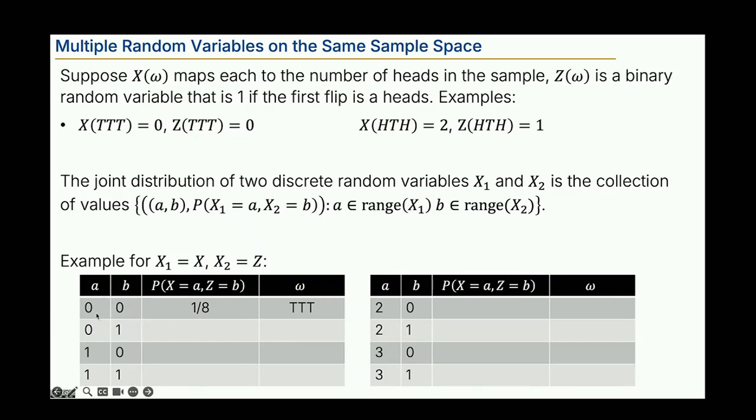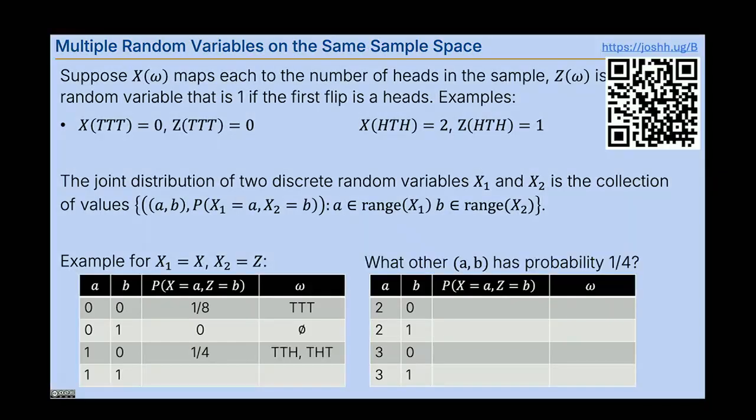What's the probability that x is 0, and z is 1? 0, right? Because there are no such inputs, or there are no inputs to these functions. There's no sample point there. Because you can't have 0 heads and start with a head. Doesn't make sense. So that's an empty one. Okay. All right.